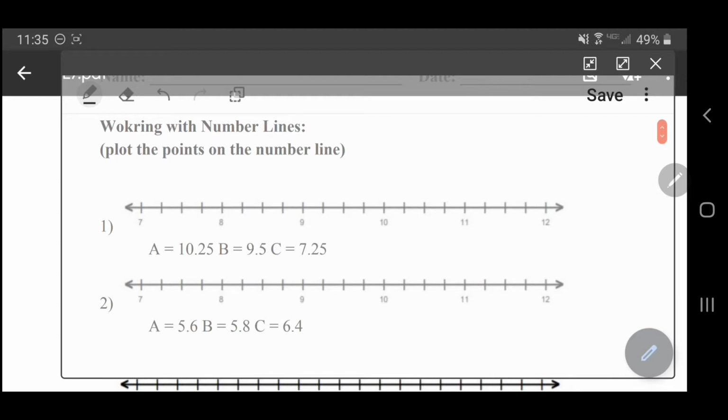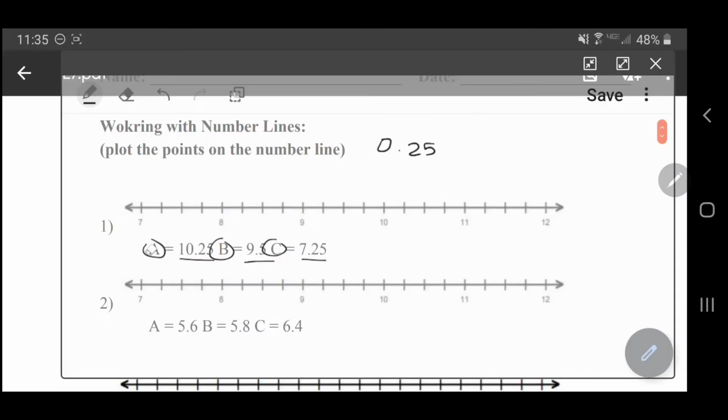So to start off, we're going to begin with number lines. First thing is we need to keep in mind that each of these marks represents a specific amount. In this case, it would be 0.25. Oh, and sorry if my handwriting is messy. I hope you can read it. Next, what you want to do is label these letters on the number line using these numbers over here.